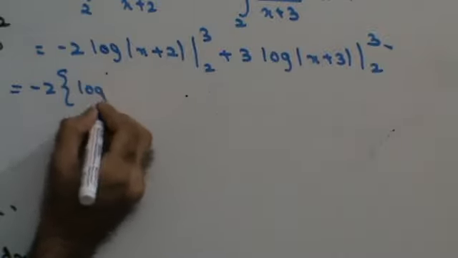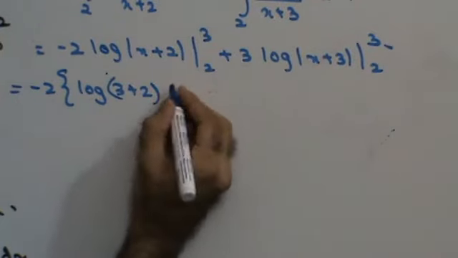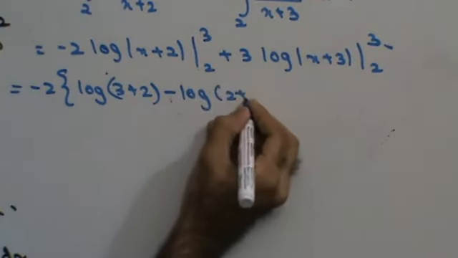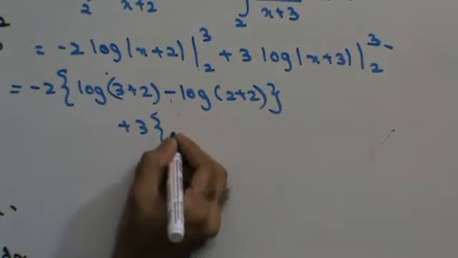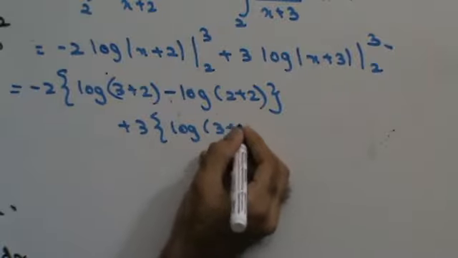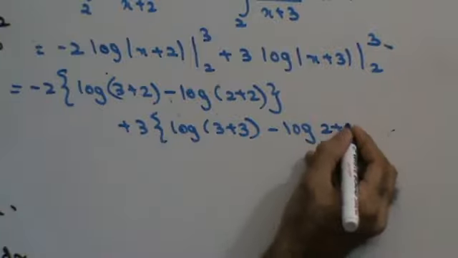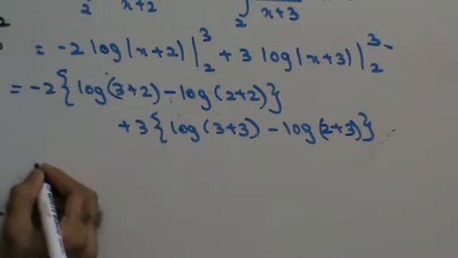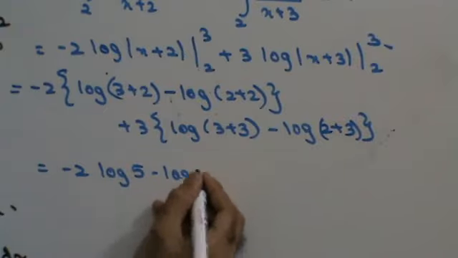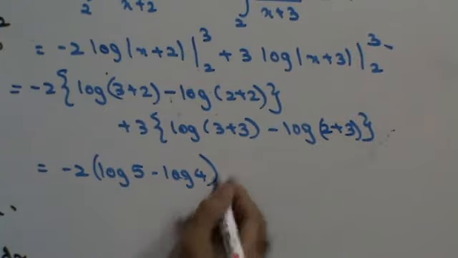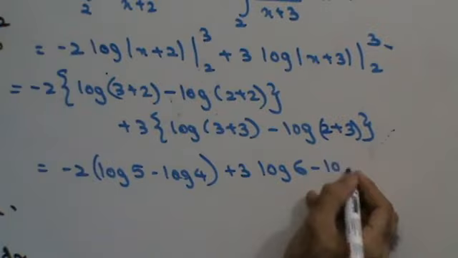Upper limit minus lower limit. 3 plus 2 log minus log 2 plus 2 plus 3 log 3 plus 3 minus log 2 plus 3. This is minus 2 log 5 minus log 4 plus 3 log 6 minus log 5.